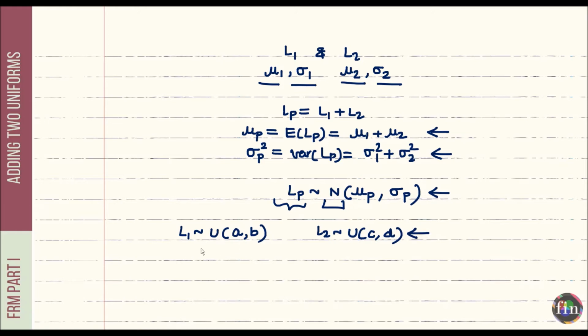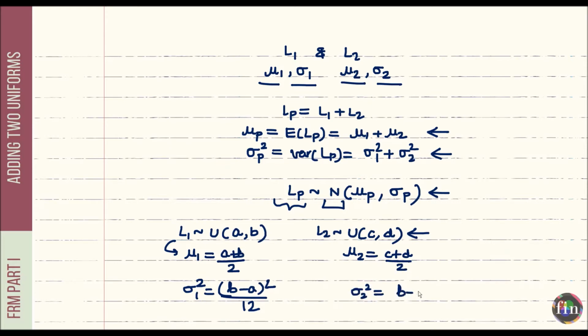So, a quick recall of what the properties of uniform distribution are. It automatically gives me that mu1 is (A plus B) by 2 and sigma 1 square is (B minus A) whole square divided by 12. Similarly here, mu2 is (C plus D) by 2 and sigma 2 square is (D minus C) whole square by 12. So again, something which we've already learned. So this is about the statistics of L1 and L2.